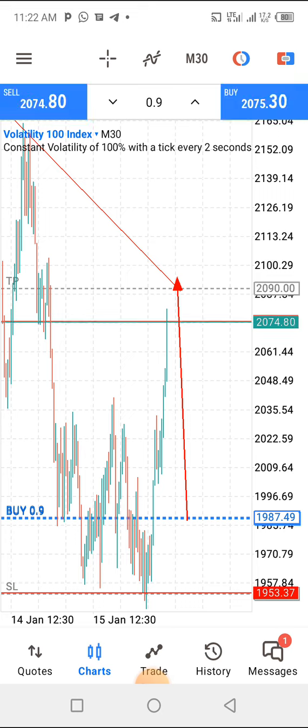So don't just limit your knowledge to indicators and catching spikes or scalping and all that. You have to learn how to use price action.